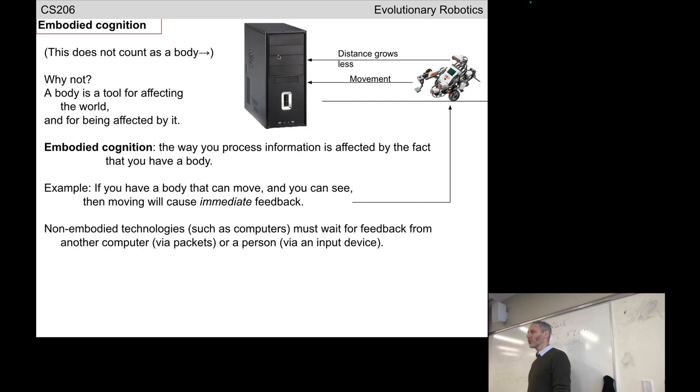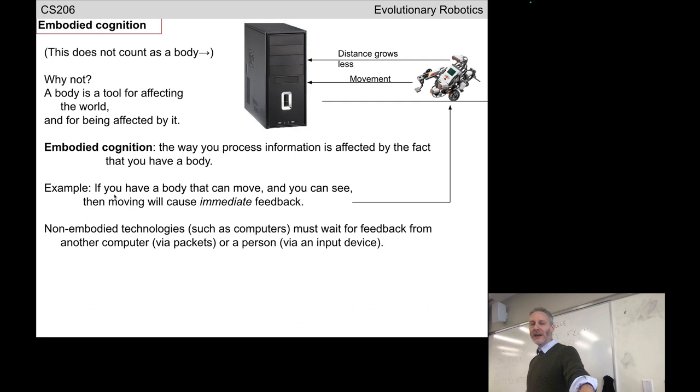So embodied cognition doesn't mean physical cognition. It's not just about physical materials. It's about how a machine or an organism uses and exploits its physical materials to survive and thrive in the world. Okay, so embodied cognition is really about the way you process information being affected by the fact that you have a body. What do we mean by the way of processing it or exploiting the body?